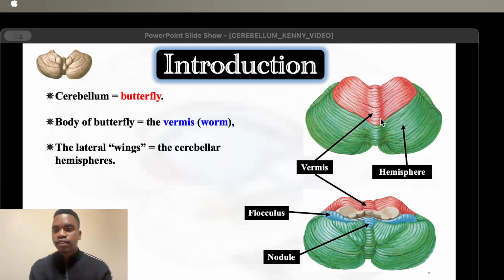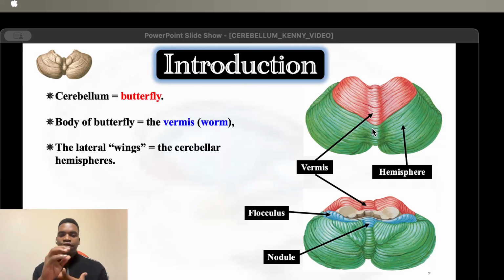Now the lateral wings of this butterfly form the cerebellar hemispheres. So we have the left cerebellar hemisphere and the right cerebellar hemisphere, and they are connected by the vermis.